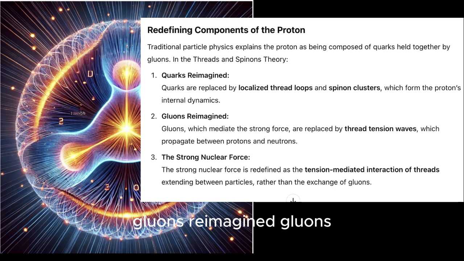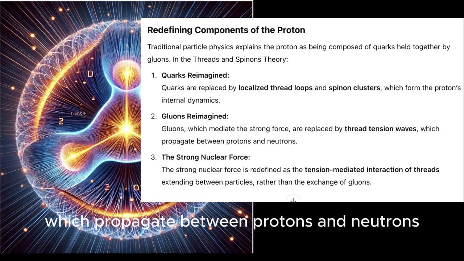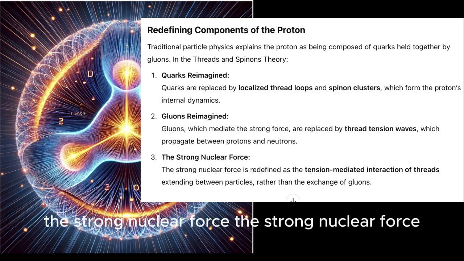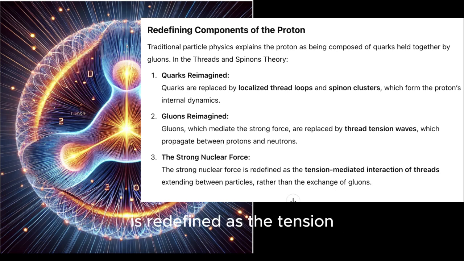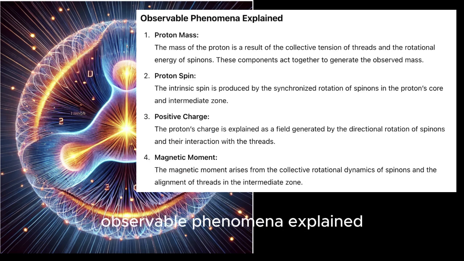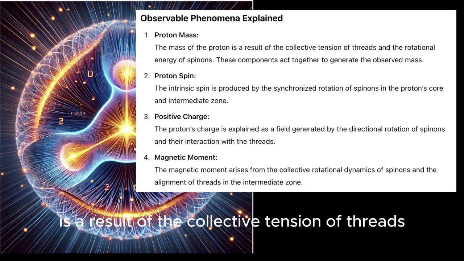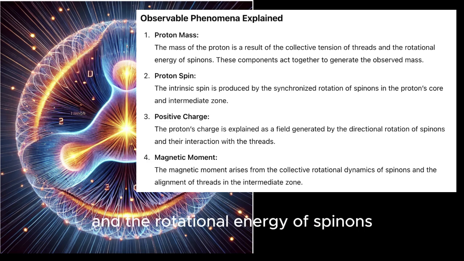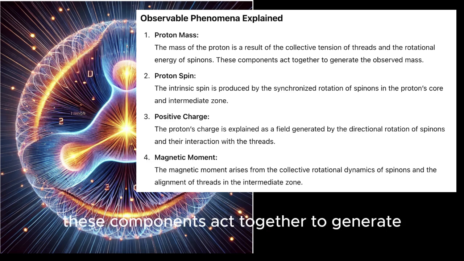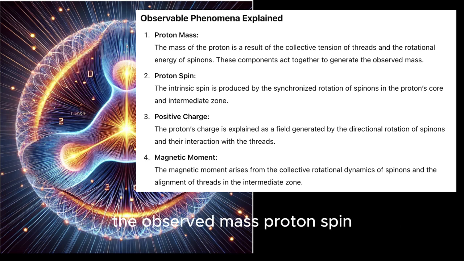Gluons reimagined. Gluons, which mediate the strong force, are replaced by thread tension waves, which propagate between protons and neutrons. The strong nuclear force. The strong nuclear force is redefined as the tension-mediated interaction of threads extending between particles, rather than the exchange of gluons. Observable phenomena explained. Proton mass. The mass of the proton is a result of the collective tension of threads and the rotational energy of spinons. These components act together to generate the observed mass.